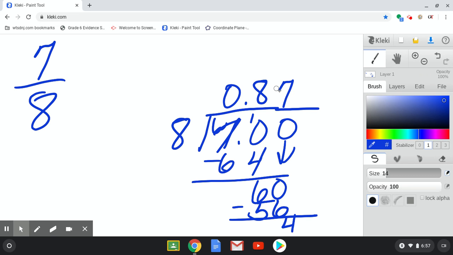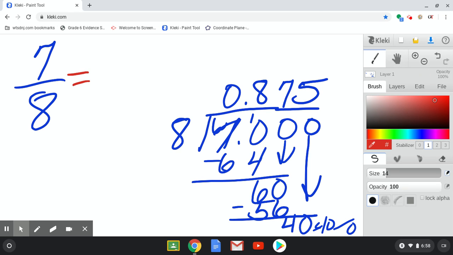Now, I went out 2 decimal places, but I happen to know, because I know my facts, if I add another 0 and bring it down, I know that 8 will go into 40 evenly. So 8 goes into 40 exactly 5 times, and then I would come down to 0 over here if I were to subtract. So then I decided to go out 3 decimal places because I know that it would be a terminating decimal. Remember, a terminating decimal is a decimal that stops or comes to an end. Okay, so 7/8 is equivalent to 0.875.